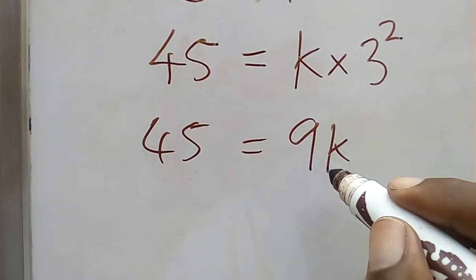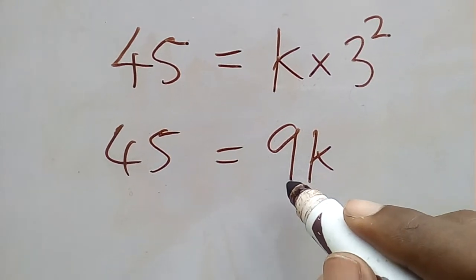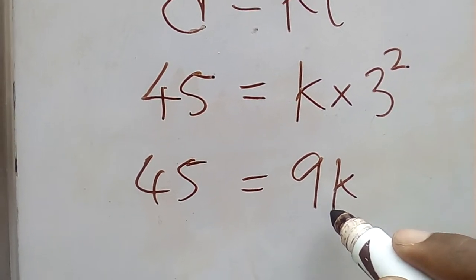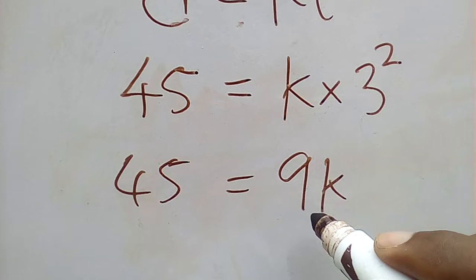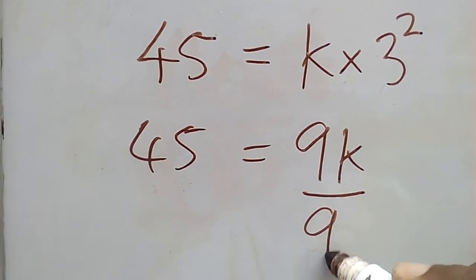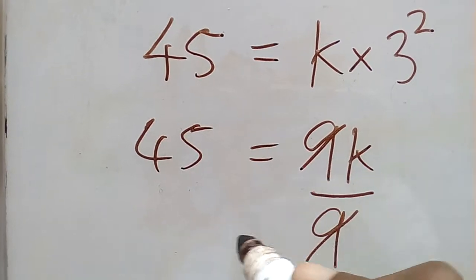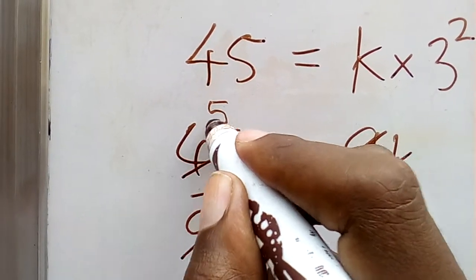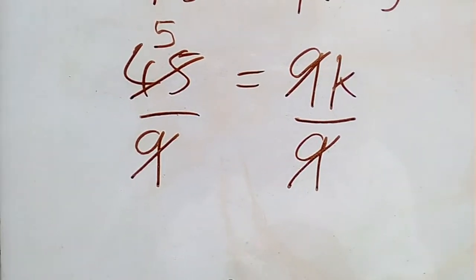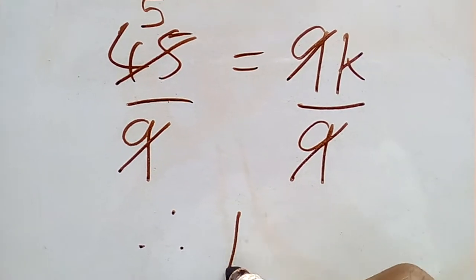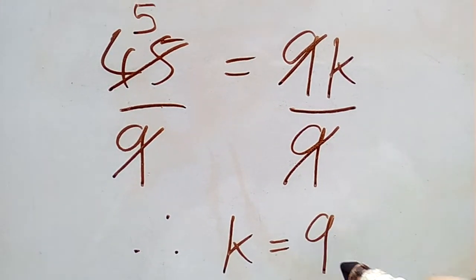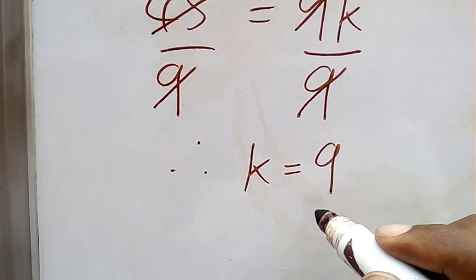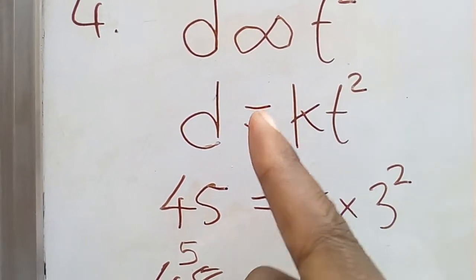Now I'm looking for the value of k, and in mathematics, anytime you're looking for the value of a letter, you simply divide both sides by the coefficient of that letter. So we're going to divide both sides by 9. 9 in 45 by your times table is 5. Therefore, k equals 9. Now we know the value of k. We'll take it and put right here.